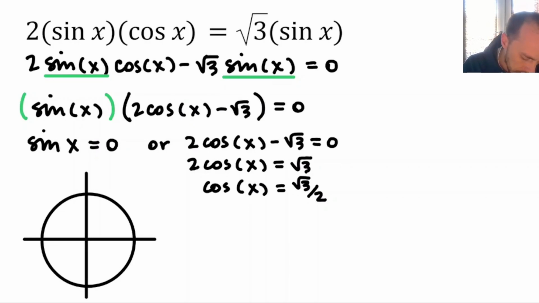Well, the first one, sine x equals 0. I'm thinking of where the distance from the x-axis vertically is 0. That'll be on the x-axis. That's x equals 0, x equals pi.